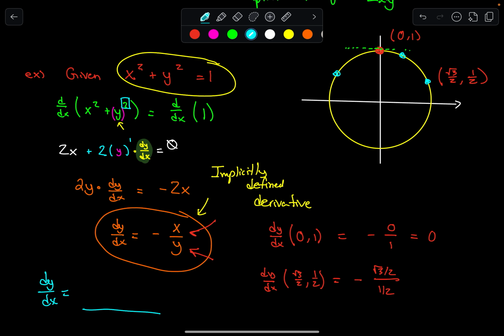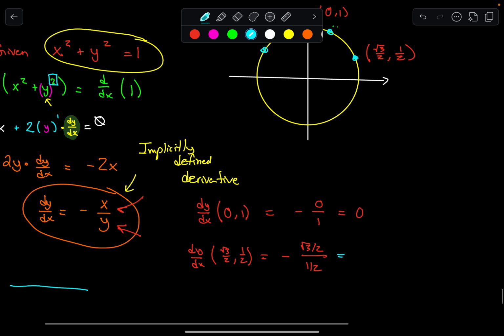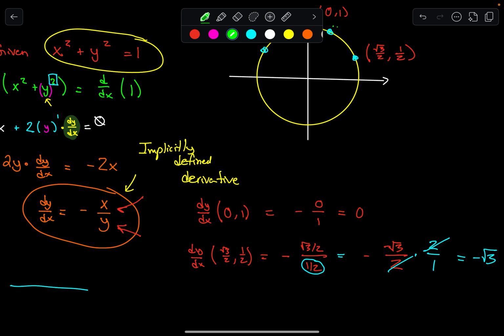And when you do the division, we need to remember how to divide by a fraction. Dividing by a fraction is the same thing as multiplying by the reciprocal. So we have negative square root 3 over 2 multiplied by 2 over 1. Those 2's will cancel, giving negative square root 3. So the slope here is going down at a rate of negative square root 3, which means that for every 1 unit that I go to the right, I drop down square root 3 units. That's the steepness at that point on the unit circle.